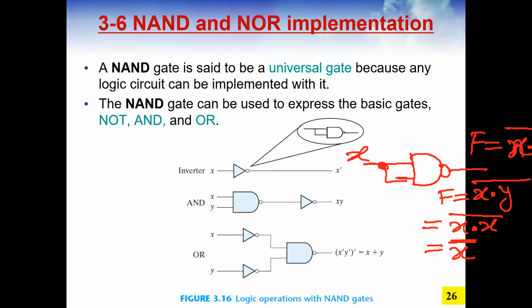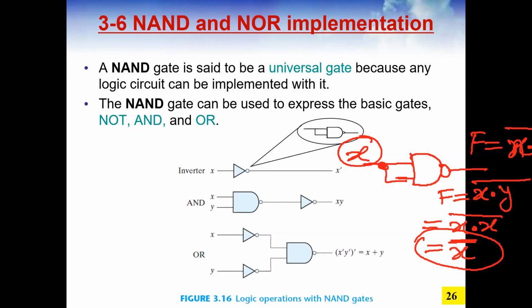So to this circuit, I give X, and what am I getting from this circuit? I am getting X not. I give X, I get X not, so it is behaving as a NOT gate, right? Yes, this is my point. That's why we are implementing the NOT gate function using the NAND gate.